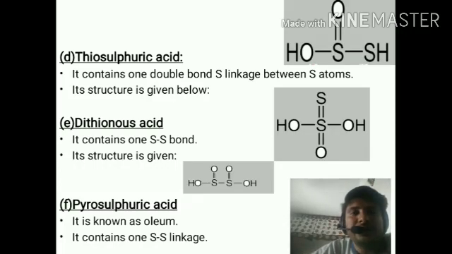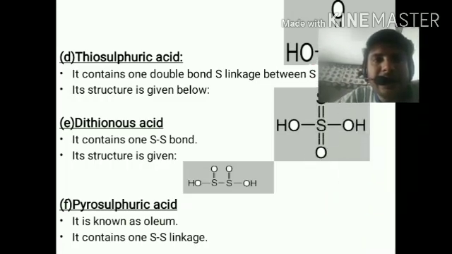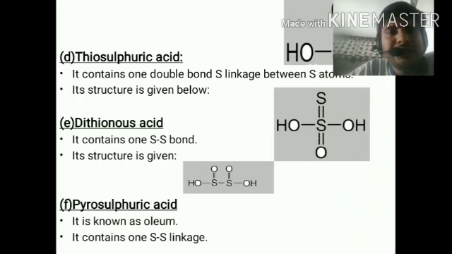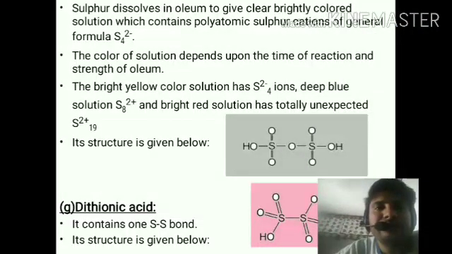Sulfur contains six electrons in the outermost shell, so it has a valency of 6. Now another acid is dithionous acid, and it contains one S-S bond. This is the structure of dithionous acid, and the formula is H2S2O4. Pyrosulfuric acid is also known as oleum, and it contains one S-O-S linkage. The formula of pyrosulfuric acid is given here.